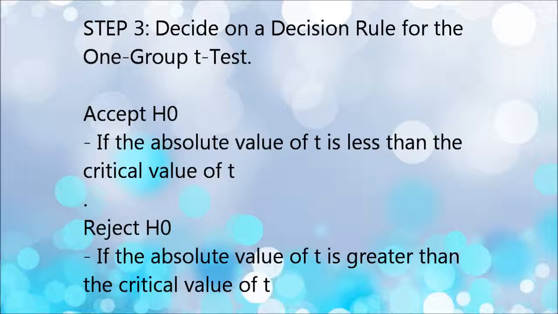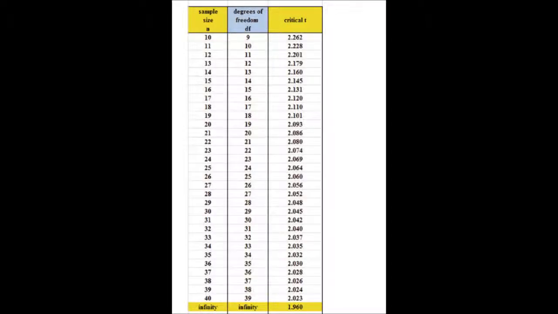Step 3. Decide on a decision rule for the one-group t-test. Firstly, if the absolute value of t is less than the critical value of t, accept the null hypothesis. Secondly, if the absolute value of t is greater than the critical value of t, reject the null hypothesis and accept the alternate hypothesis. You are probably saying to yourself, that sounds fine, but how do I find the critical value of t? This becomes important when you are using the t-table, which you can find in Times, the course website, or any statistical textbooks. Here is the simplified version which I have cut from the t-table.